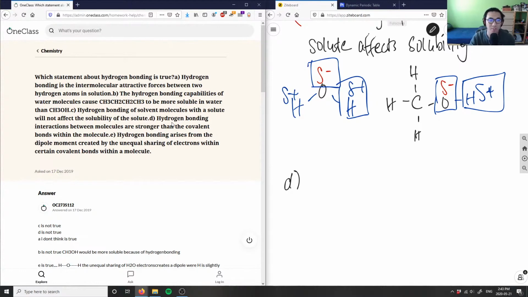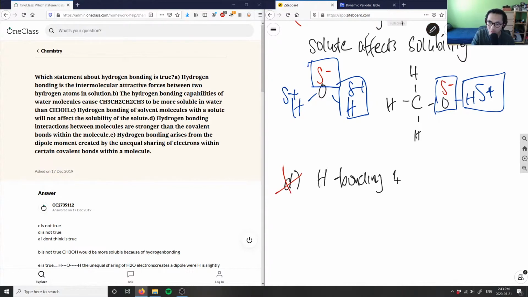So that's kind of a trick question in the sense that hydrogen bonding is actually stronger than covalent bonds only if they're both within the molecule. But in this case, it's asking about hydrogen bonding between molecules. This is the trick here, between molecules. So I'm going to say this is also false, because H bonding within molecules is stronger than covalent bonds.